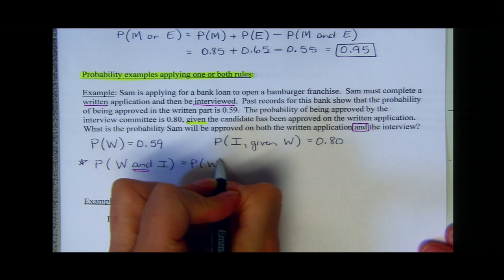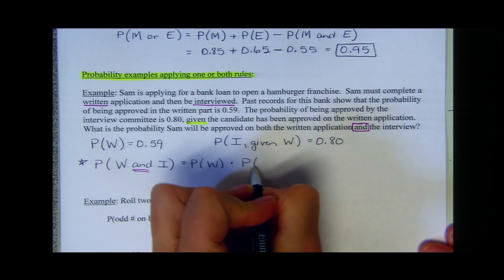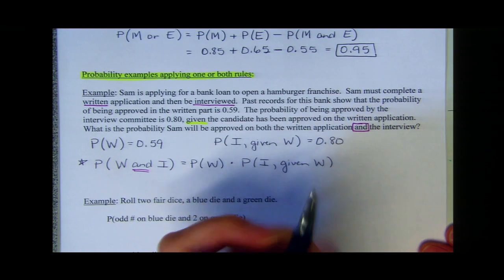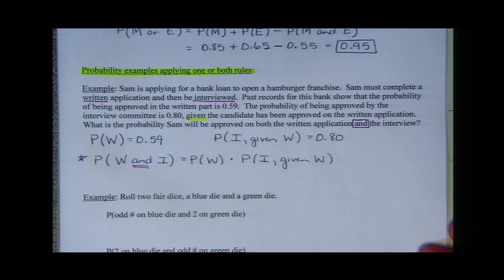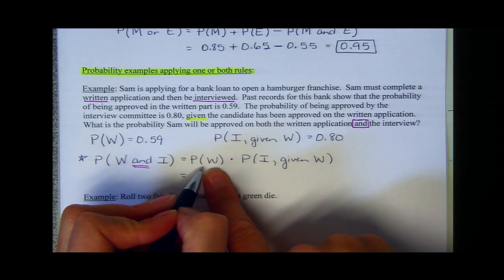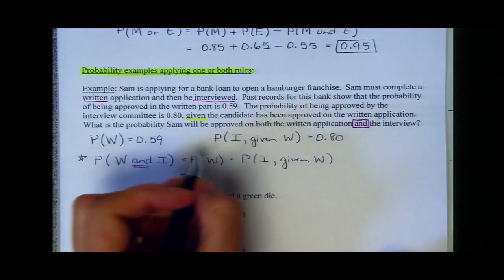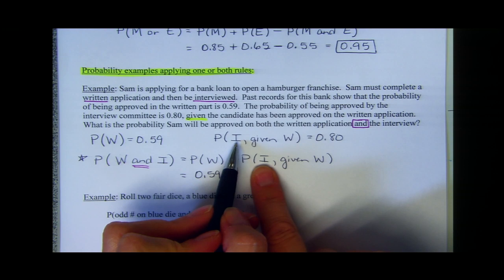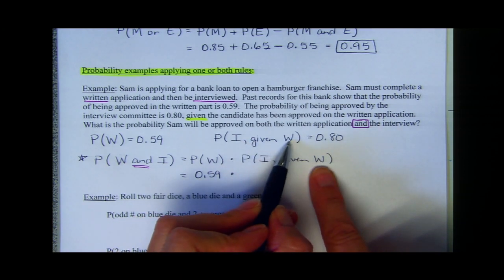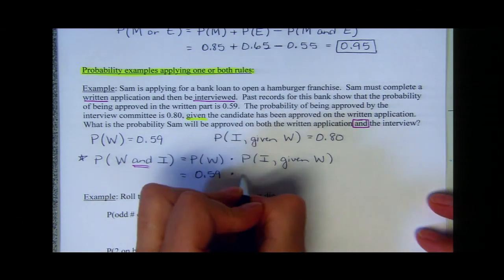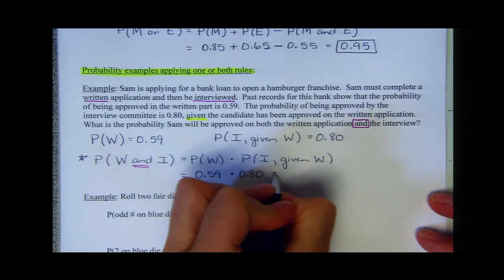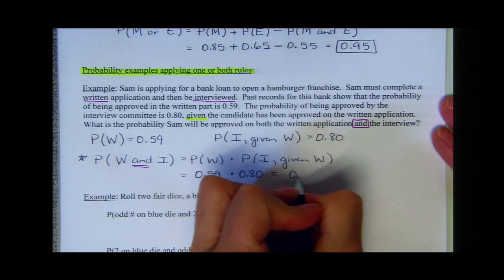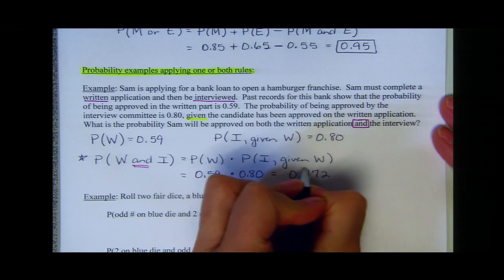the probability of written times the probability of interview given written. And of course that is approved. I'm just not putting in that word. I'm assuming that. So the probability of approved on the written we define to be 0.59 times the probability of approved on the interview given they were already approved on the written. We have defined that to be 0.80. So now all I have to do is multiply 0.59 times 0.80 and we get 0.472.